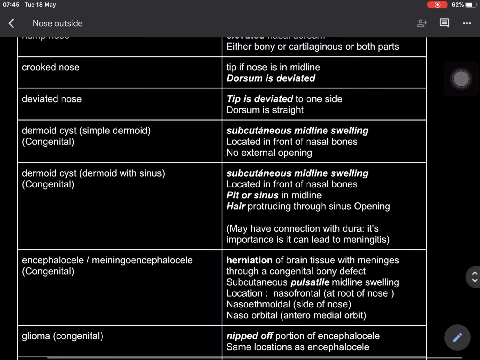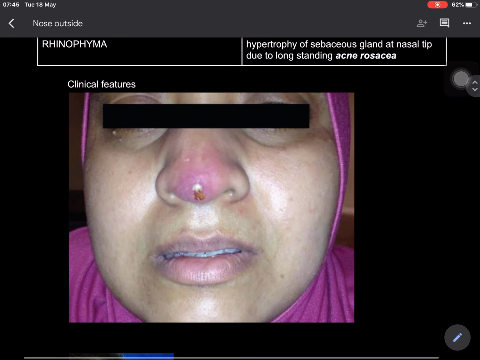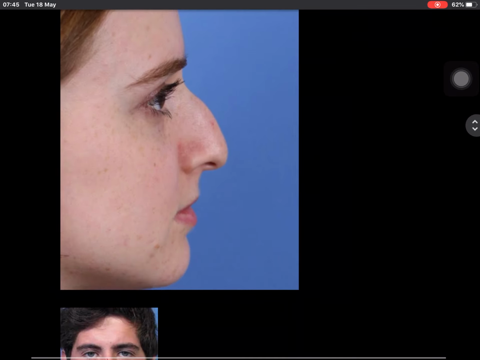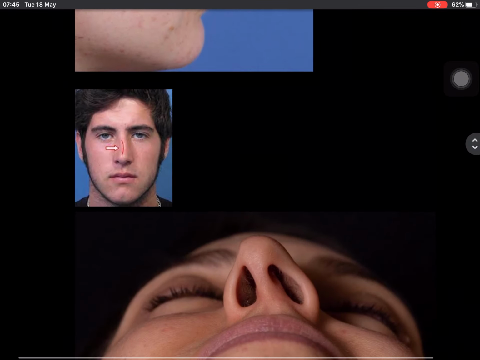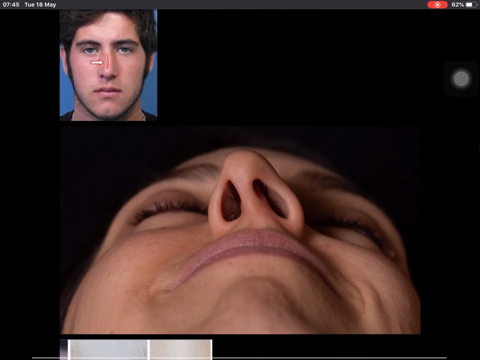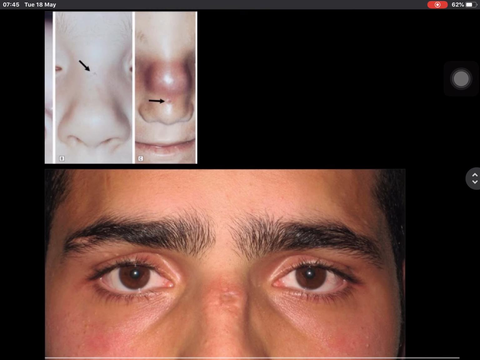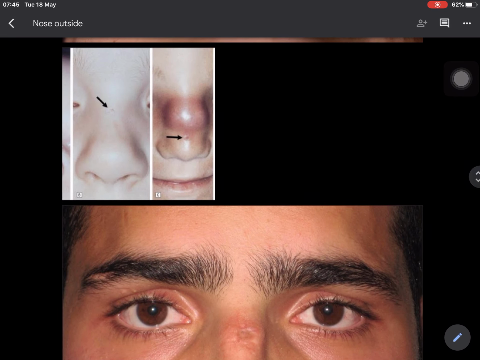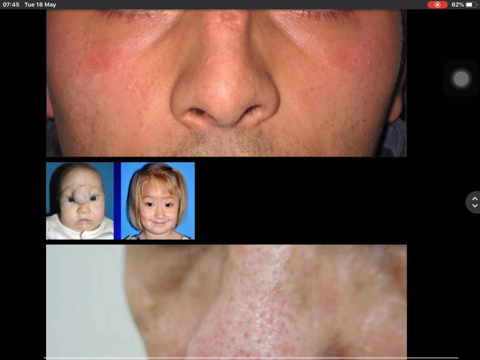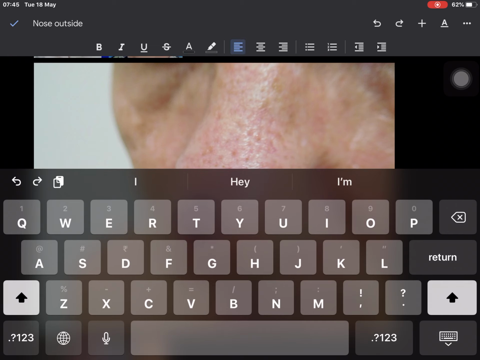As a quick recap, we'll just see the diseases and how they looked. This is how cellulitis looks. This is a saddle nose. This one's a hump nose. What is this? That's right. Coming down, what is this? This one's a deviated nose. This is a dermoid with sinus, encephalocele, and this is a carcinoma. Thank you.